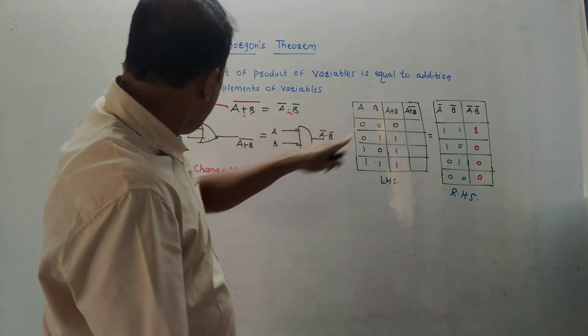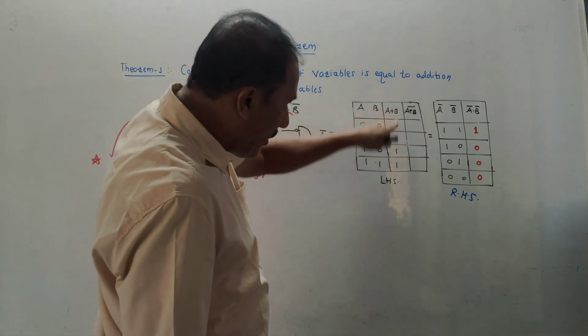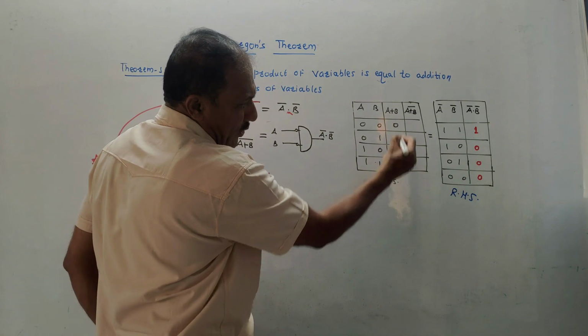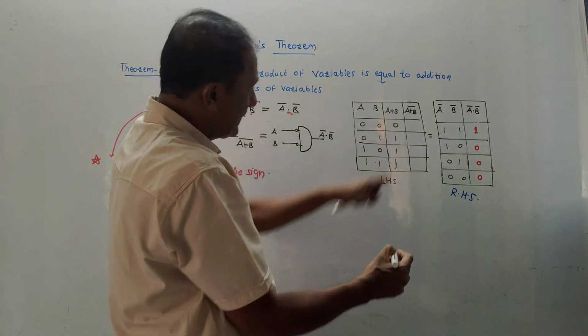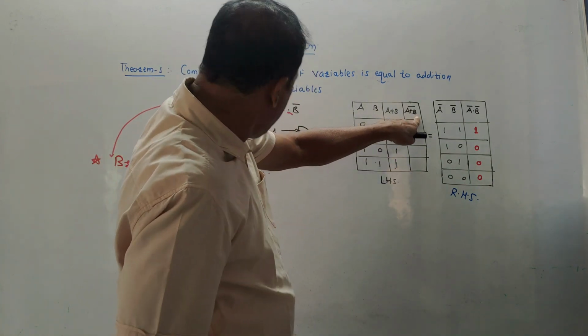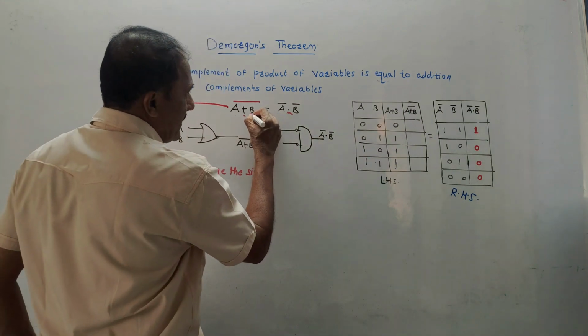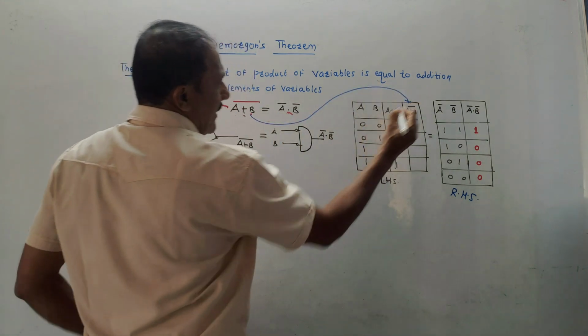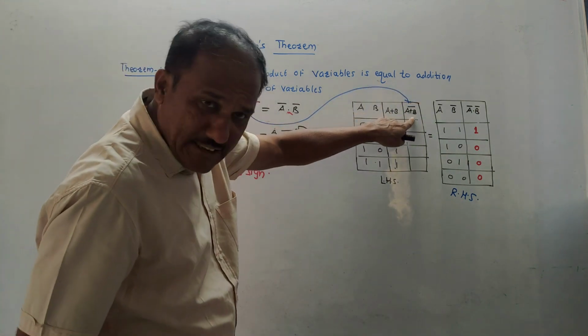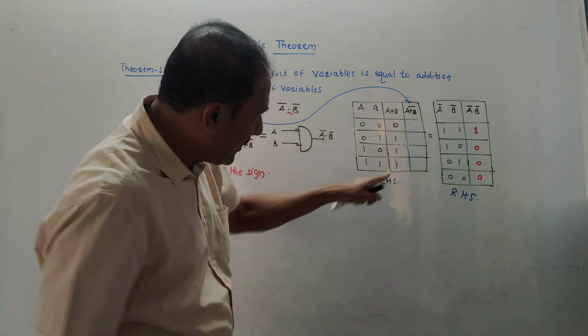A plus B. This is the output of the OR gate, the standard output which we have already discussed. And second is A plus B bar. This is the equation of the LHS, A plus B bar. Now, in this case, since it is a bar, we have to just write the complement of this.